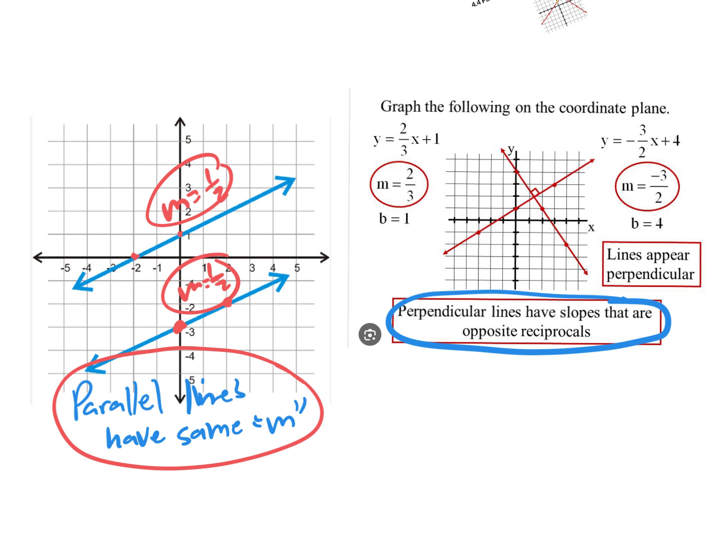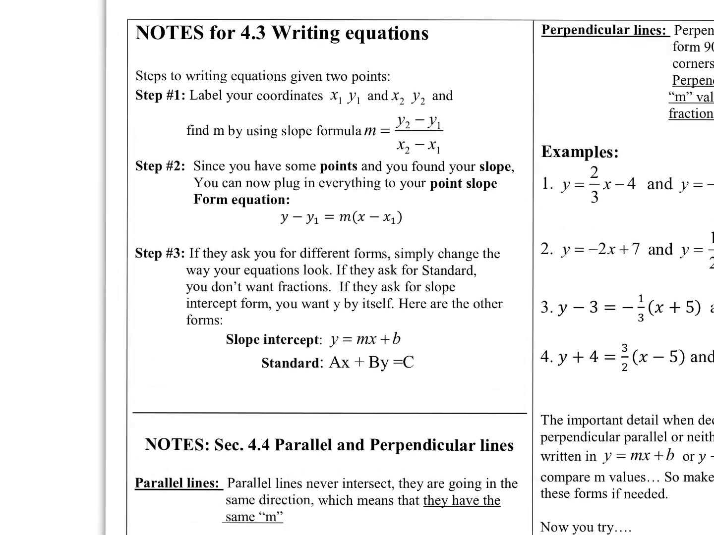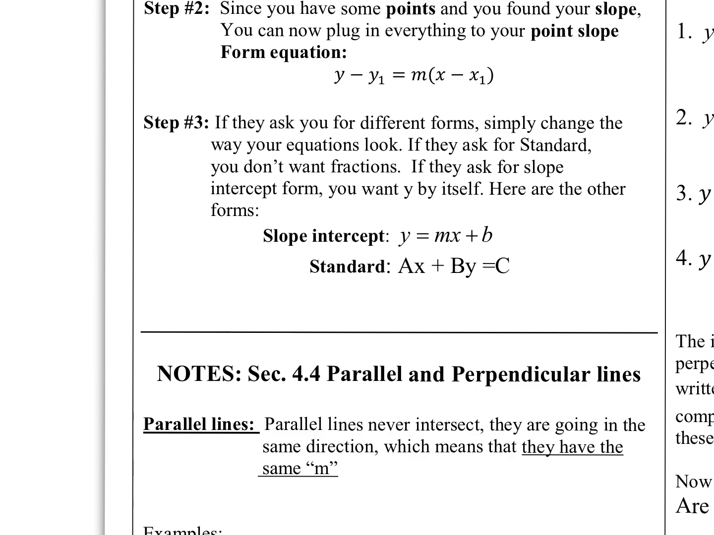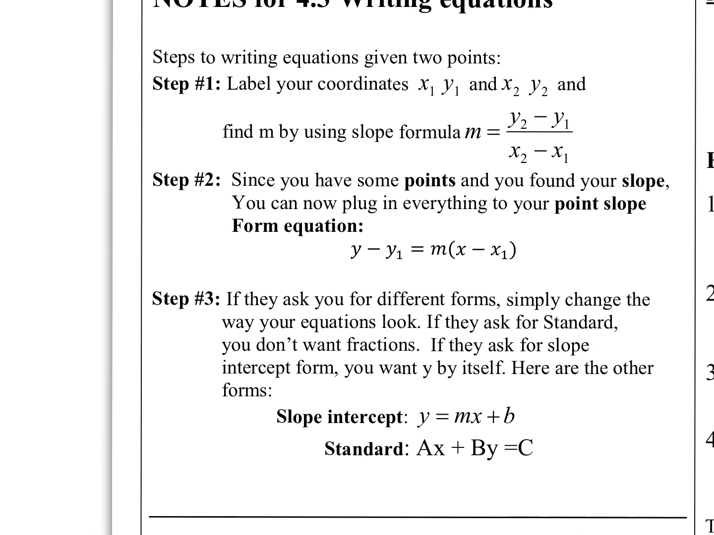Let's jump into the notes that we just handed out. And before we even start the section of parallel and perpendicular lines, which we already know, just a review of the previous section that you still need to know, very important. Whenever I give you 2 points, label your coordinates x1, y1, x2, y2. And you could use the slope formula to find the slope. And then step 2, once you have a point and the slope that you just found, you could write it in point slope form, right? Where your m goes right here and your x1, y1 goes right there.